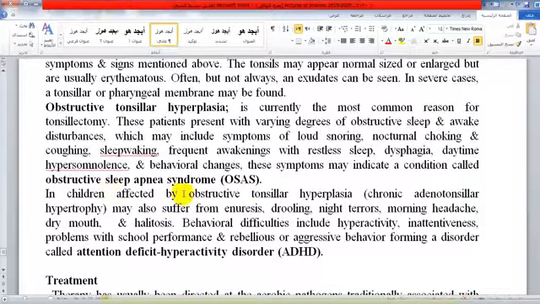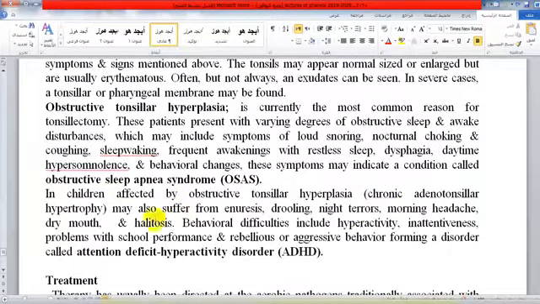Children affected by obstructive tonsillar hyperplasia, or chronic adenotonsillar hypertrophy, may also suffer from enuresis, drooling, night terrors, morning headache, dry mouth, and halitosis. Sometimes behavior difficulties include hyperactivity, inattentiveness, problems with school performance, and rebellious or aggressive behavior, forming a disorder called attention deficit hyperactivity disorder, ADHD.